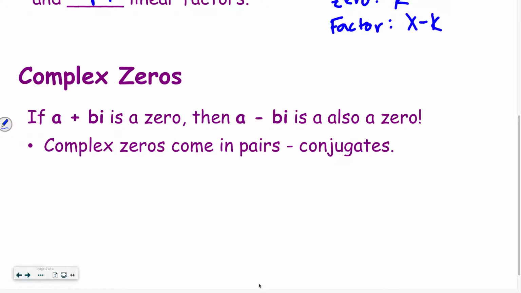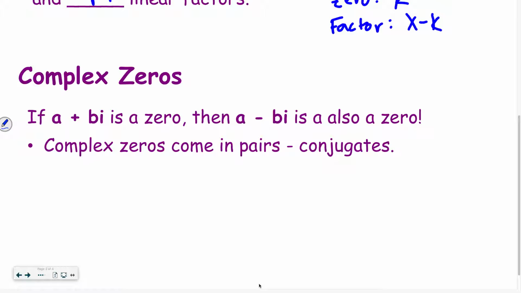Complex zeros, the zeros that are imaginary, always come in pairs. If a plus bi is a zero, then a minus bi is also a zero. Never will you see one without the other. If you do, you know the other one is there. It should make sense that they would come in pairs, because how do you even get i? You square root negative numbers. But if we're solving and square rooting, don't we always add a plus or minus? In the quadratic formula, there's a plus or minus the square root. If we're solving by reverse PEMDAS and we square root, we add the plus or minus. So we're always going to get a plus or minus bi as a set of zeros.